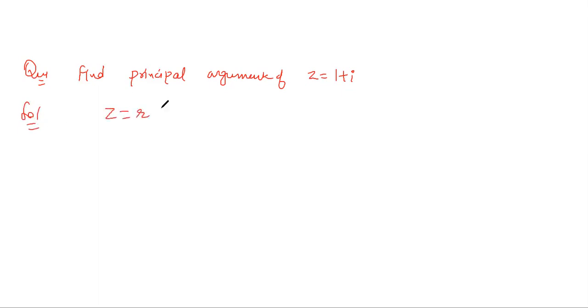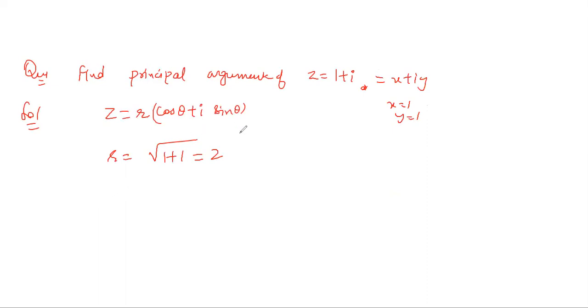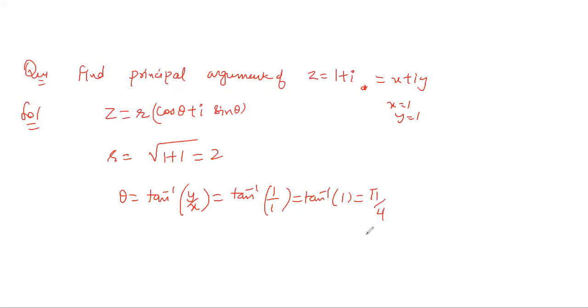we want to write it like z is equal to r cos theta plus i sin theta. So r is square root of 1 plus 1 because this is x plus iy, right? So this gives you x is 1, y is 1. So r is square root 2. So we only need to find theta now. So what is the value of theta? So theta is tan inverse y by x. So tan inverse 1 by 1, tan inverse 1, which is pi by 4, right?